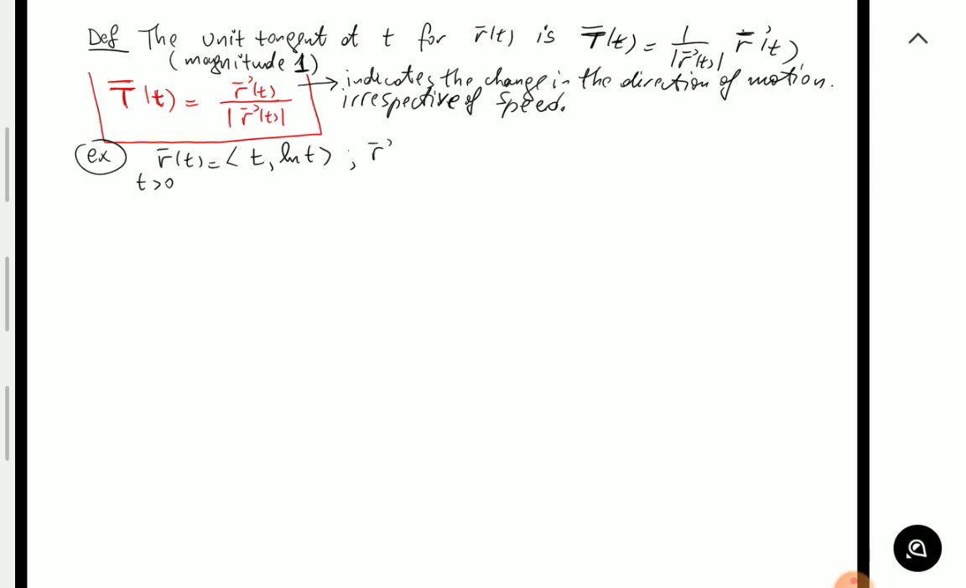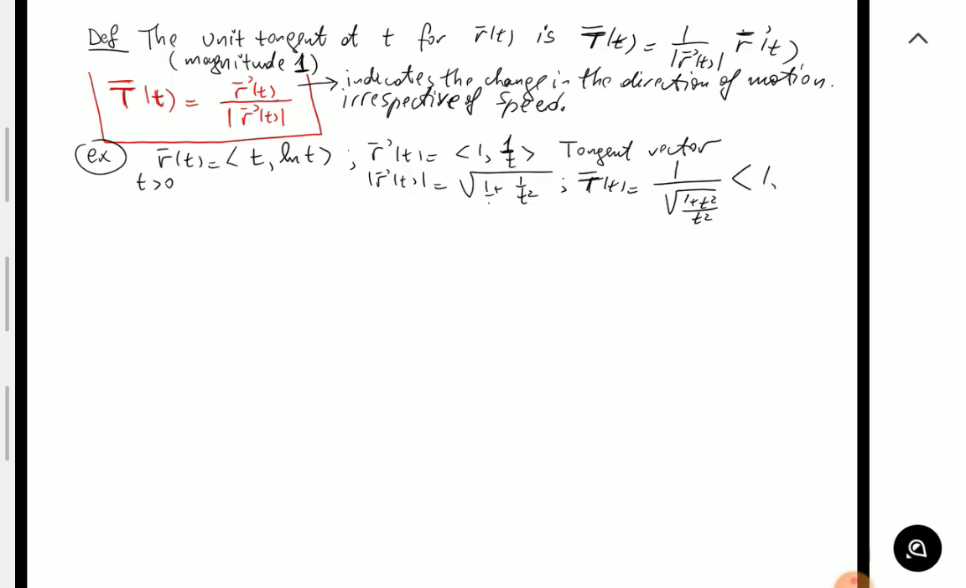The tangent vector will obviously be 1, 1 over t. In order to compute the unit tangent, I'm going to have to compute the magnitude of the tangent vector, which is the square root of 1 plus 1 over t squared. And then finally the unit tangent in this case will be 1 over the magnitude. I'm going to add up these two fractions, so that's 1 plus t squared over t squared under the radical, scalar multiple with the vector 1, 1 over t.